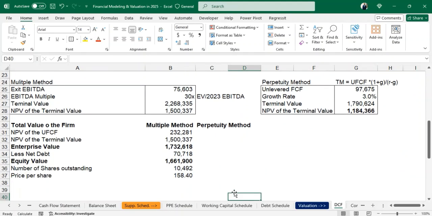So that is the perpetuity method. We pick this particular formula and fill in the variables. Okay, so the unlevered free cash flow for the last year period, we estimate a growth rate, and then we can use these two methods together with our WACC or the discount factor to estimate the terminal value. Okay, and then we discount terminal value into the present.